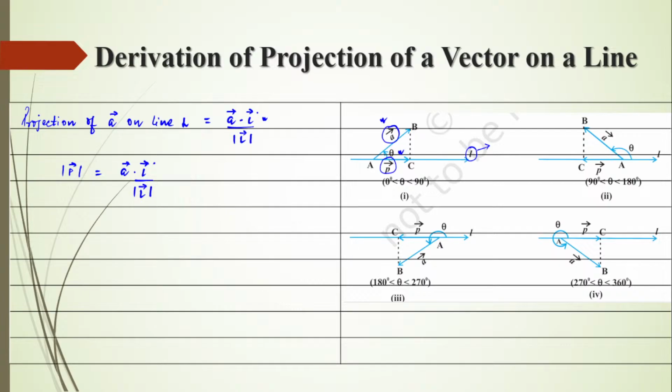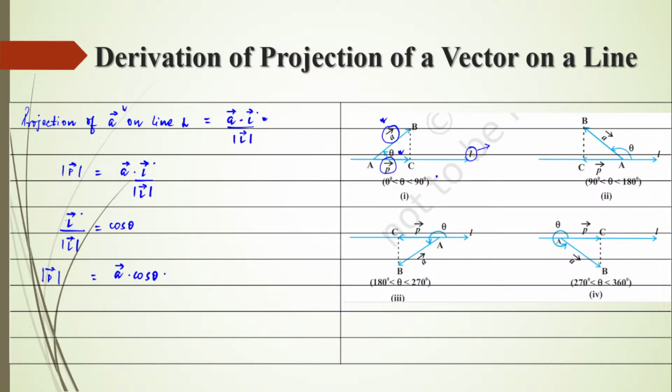According to the direction cosine, vector L by magnitude of vector L equals cos theta. Therefore, we can write here: projection of vector A on the directed line L equals magnitude of vector A into cos theta.